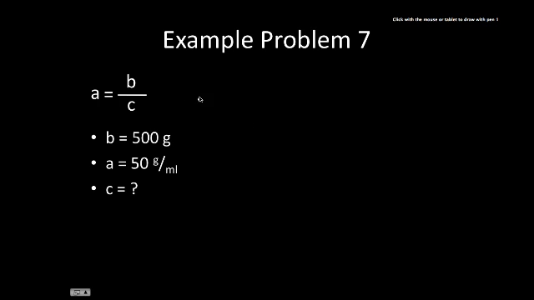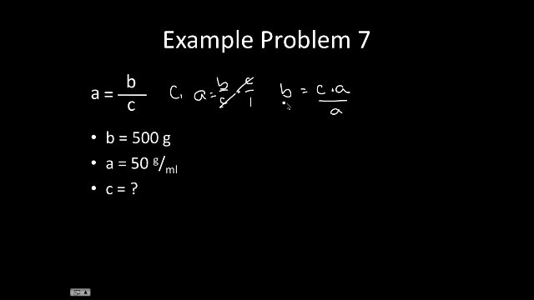We have A equals B over C. Just like before, I'm going to multiply both sides by C. The C's will cancel, and I'm going to wind up with B equals C times A. I'm looking for C, so I want to isolate it. I'm going to divide both sides by A. The A's will cancel. And then I'm going to wind up with my equation, which is B over A equals C. And that's the equation we're going to use.